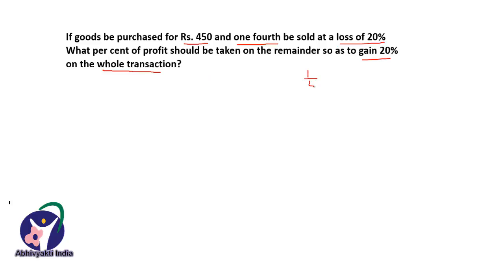One-fourth is sold at a loss of 20%, and the remaining three-fourth, if it is sold at X%, then the overall gain percent is 20%. This can be solved with the help of alligation. I use a straight line approach. Here we take A1, here we take A2, at the center we take AW, here we take N1 and N2.